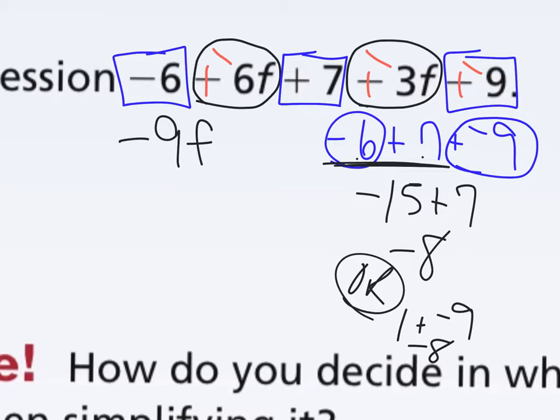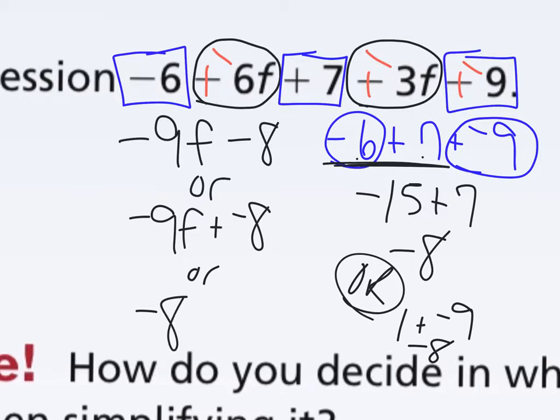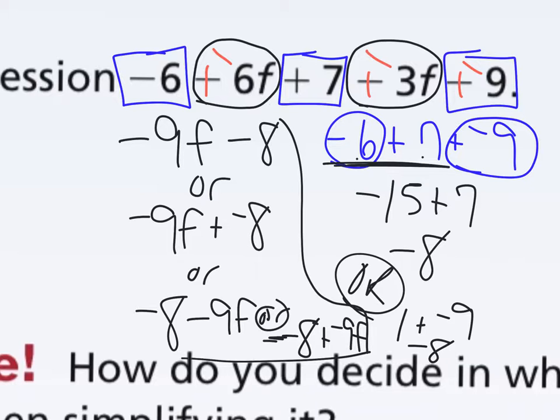So we've got negative 9f minus 8, or you could have negative 9f plus negative 8. If you started with the constant, you could have negative 8 minus 9f, or negative 8 plus negative 9f. So really, it's kind of 4 different answers there for how that could be listed as being simplified.